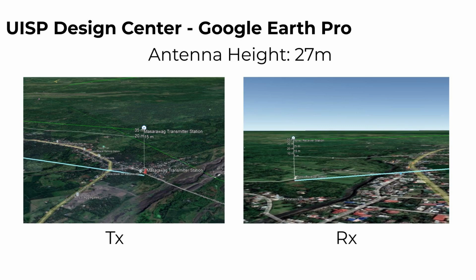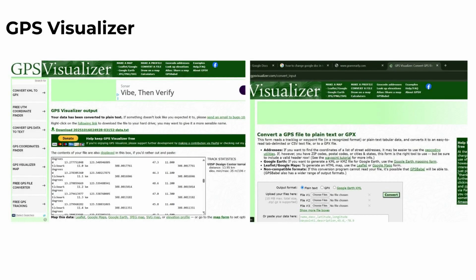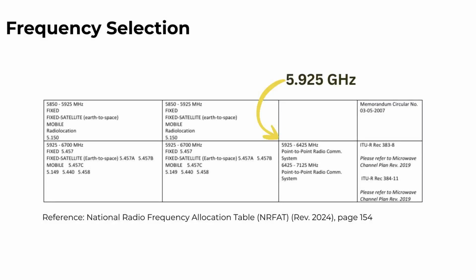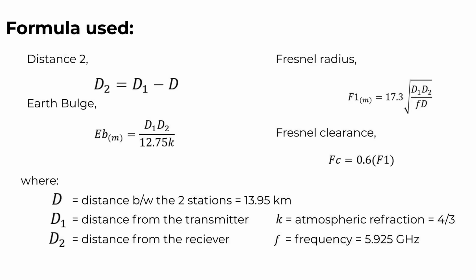Next, we convert this KMZ file into text using the GPS Visualizer. The text can be imported to Microsoft Excel, and from there we can extract the elevation and the distances of the points along the path. Here are the formulas we used in Microsoft Excel.